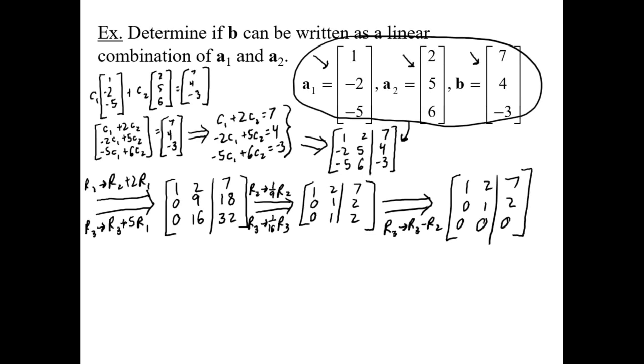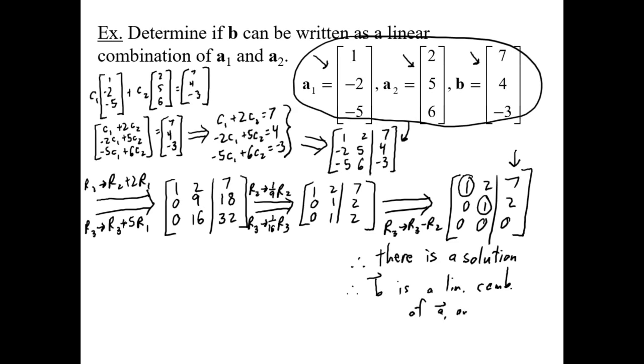Okay, finally, let's remember, as long as the right column is not a pivot column, then there is a solution, right? Notice that my pivot columns are the first and the second column. There is no pivot in the last column, so therefore there is a solution. Probably a better way of expressing that would be to say that the system is consistent. So therefore B is a linear combination of A1 and A2. There we go. So by showing that there's a solution, we are saying that it is a linear combination. Cool.